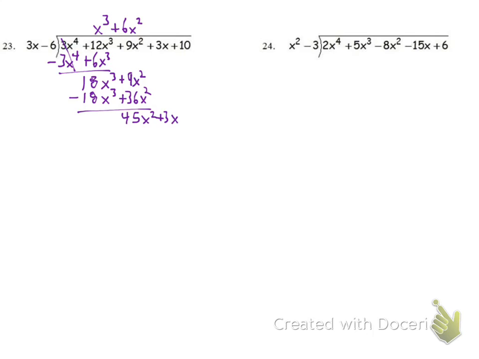Let's see, now we're going to go 15x. So that'll be 45x squared. 6 times 15 is 90, minus 90x. I'm left with negative 87x plus 10.